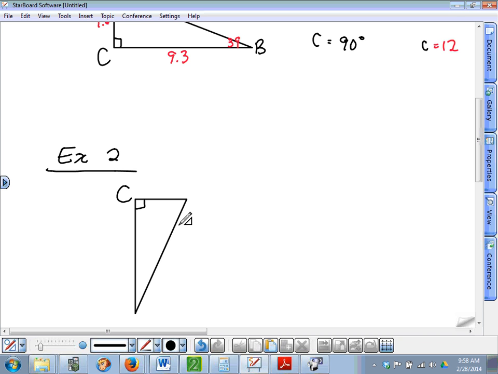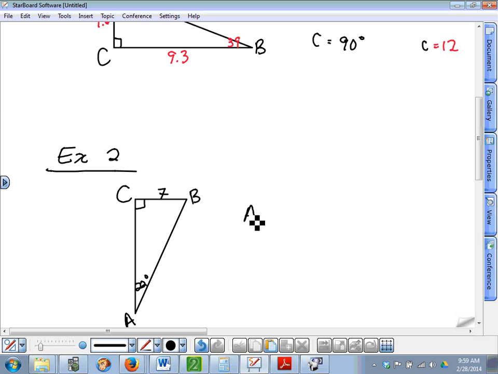So we have C right there. Let's call this one down here A. Let's call this one B. Let's say we know that this one is 7. That side there is 7. And we know that this one is 22 degrees. So we get C is 90, and A is 22.